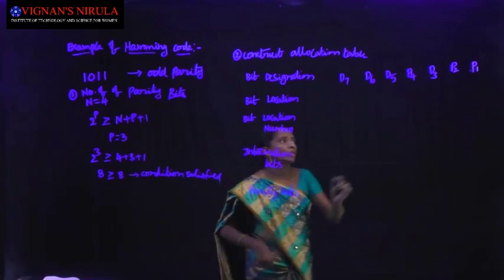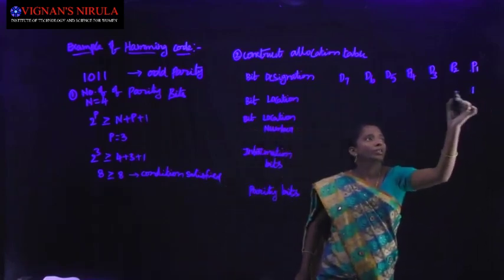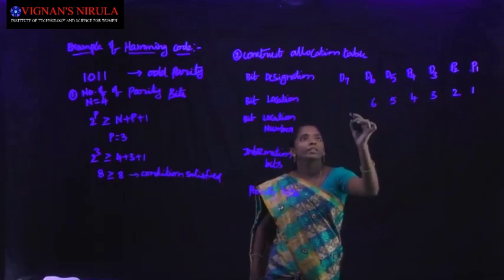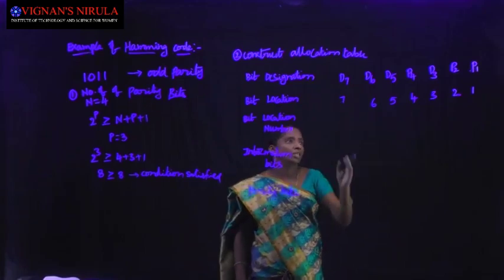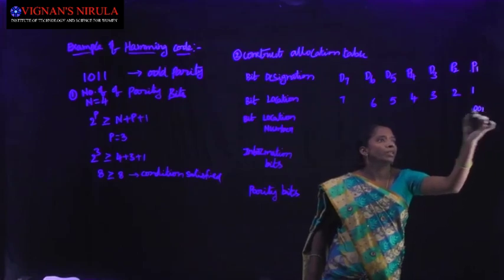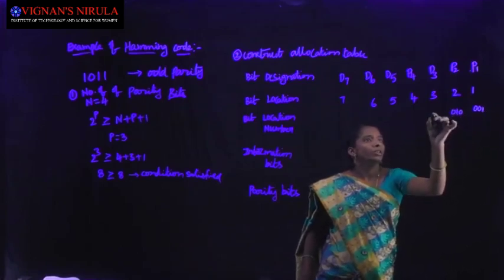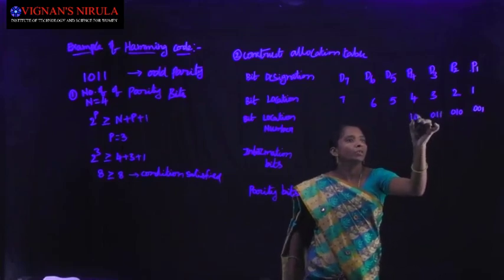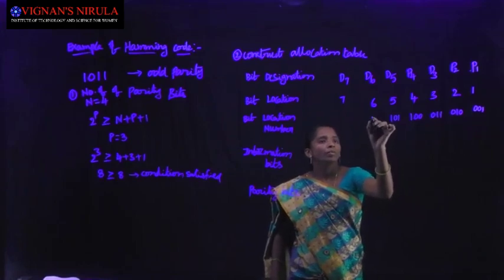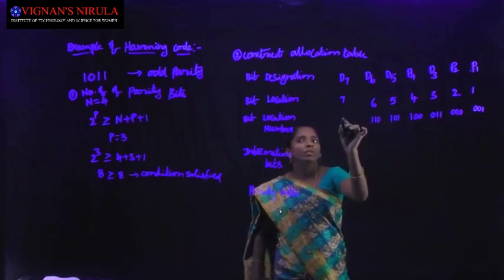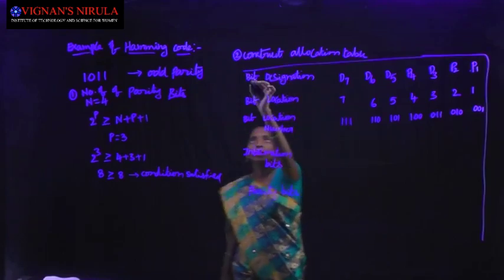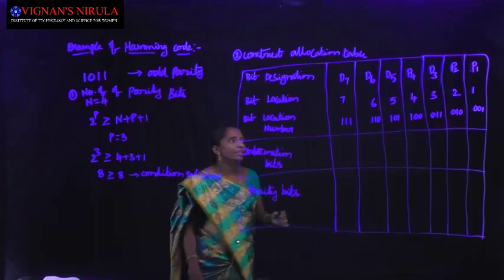The bit locations are 1, 2, 3, 4, 5, 6, 7, and the bit location numbers are 001, 010, 011, 100, 101, 110, 111. So this is the bit allocation table.